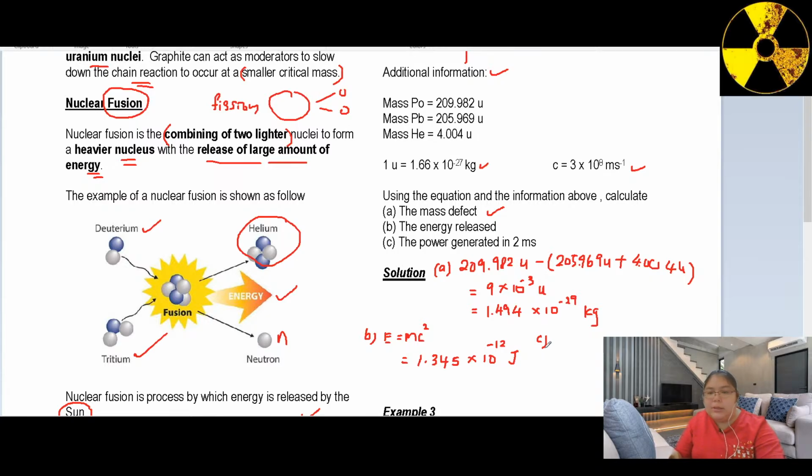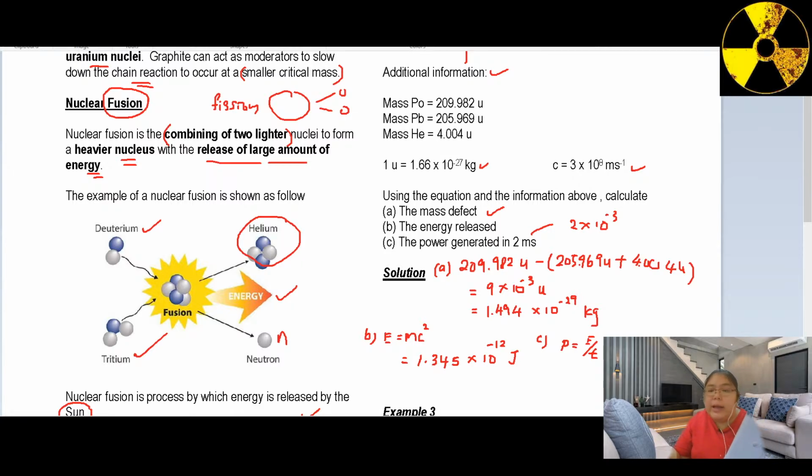Okay, C, power generated in 2 ms. Ms means what? Millisecond. Okay, remember the power formula. Power formula is energy over the time. So you get energy already, is it? So you take your energy just now, joule, over the time. Okay, milli is how many? 2 times 10 power of negative 3. You help me to convert. Final, your answer should be in watt because it's power.